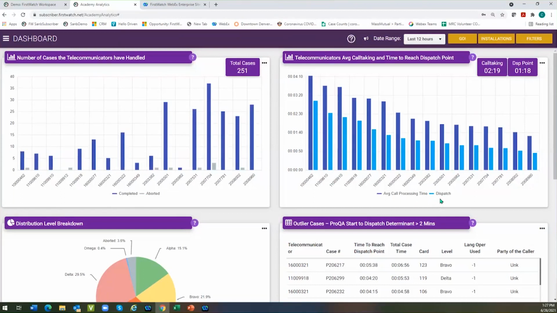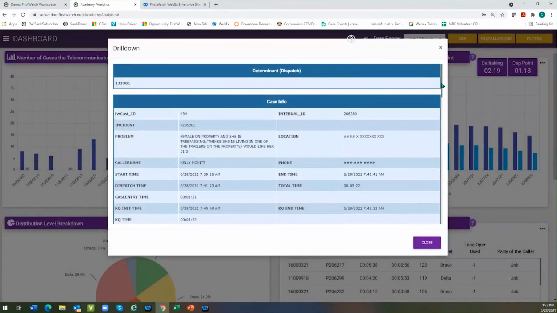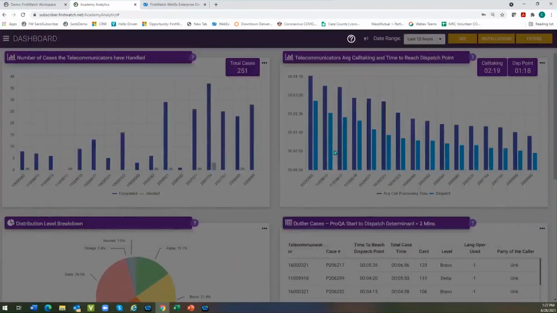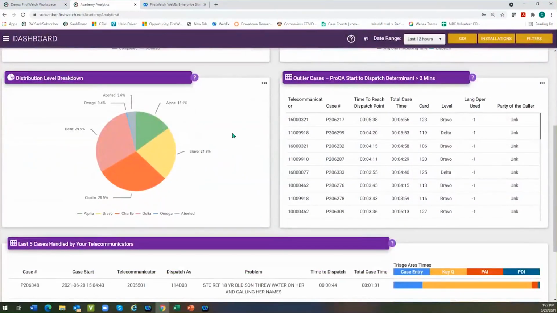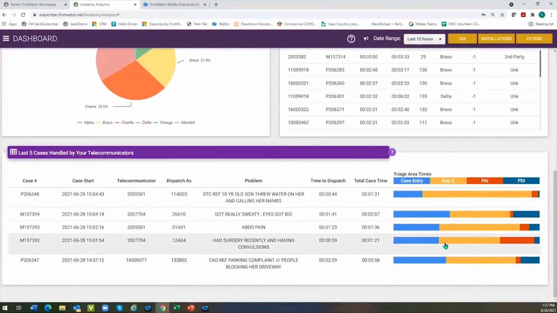You also are able, by double-clicking within one of these bars, to bring up each of the incidents associated to that. If you'd like a little bit more information, you can double-click on that call and it will bring up the ProQA drill down information. Here we're looking at the distribution level breakdown, the number of times it took more than 2 minutes to reach a dispatch point, and the last 5 cases handled by your telecommunicators.